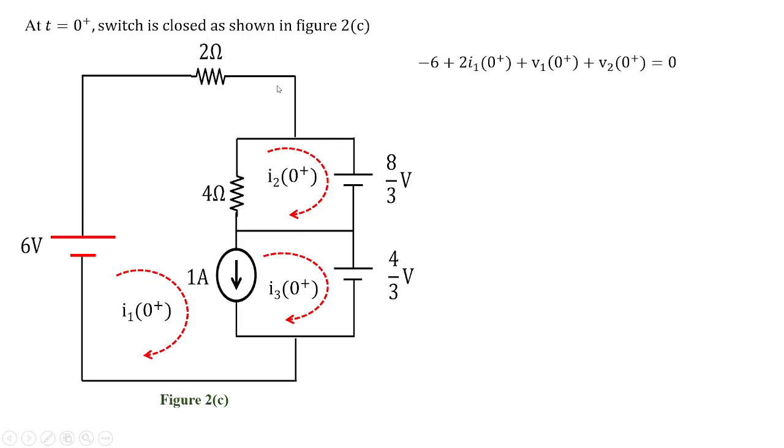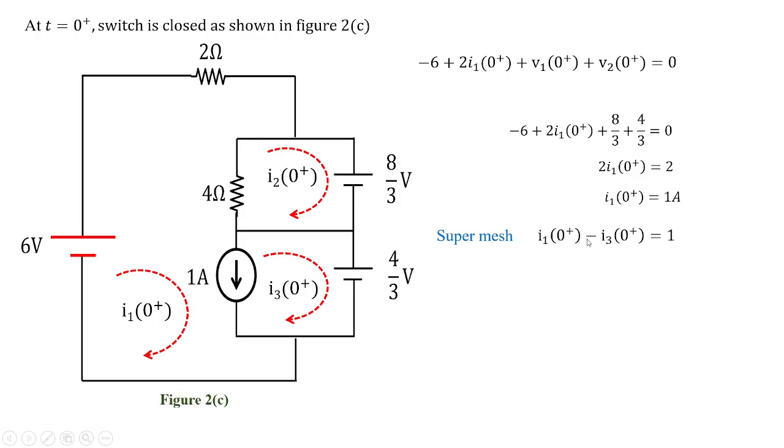First we'll apply KVL to the overall loop. You can see here we have minus 6 plus 2 of I1 of 0 plus, right? Then we have V1 of 0 plus and V2 of 0 plus, and that is equal to 0. So if you take the value of I1 of 0 plus, you're going to get the value as 1 ampere as estimated. Now it's a super mesh where you have 1 ampere shared by these two loops. So I1 of 0 plus minus I3 of 0 plus will be equal to 1, but I1 of 0 plus is also equal to 1. So I3 will be equal to 0 amperes.